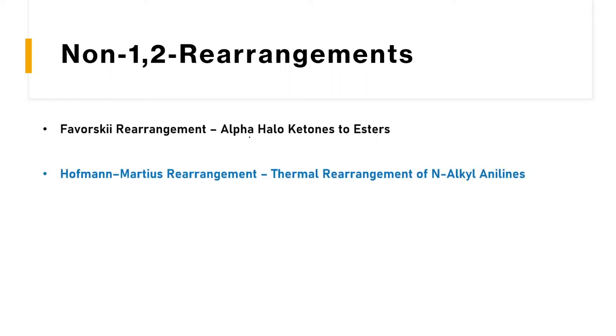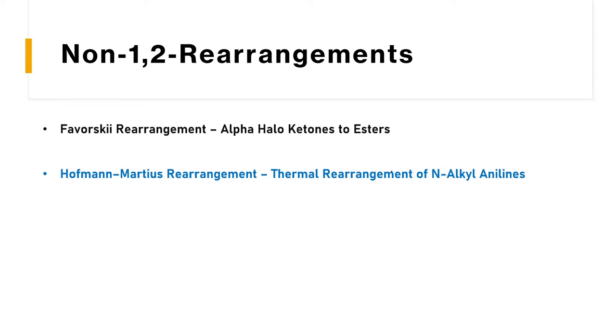Let's move on to some non-1-2 rearrangements. In today's class we will be discussing 4 such non-1-2 rearrangements. The first one is the Favorskii rearrangement. You may have encountered this; the Favorskii rearrangement is the rearrangement of alpha haloketones to esters. Then the Hofmann-Martius rearrangement, which is the thermal rearrangement of N-alkyl amines. It is slightly advanced, even for JEE Advanced level, but it's not a difficult reaction.